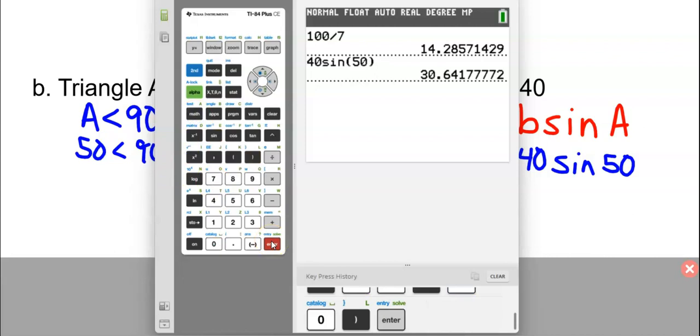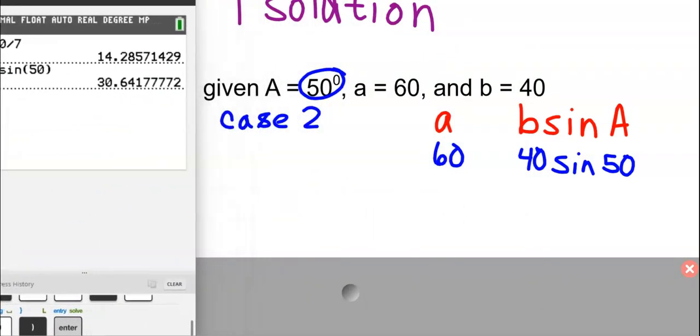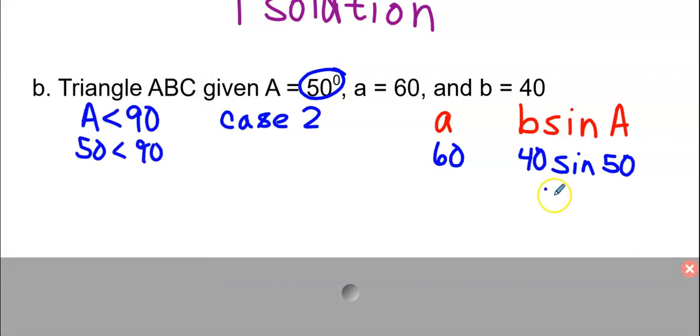All right, so we get a decimal. But if you look back at all the things they gave you, everything was whole numbers. The angle A, side A, and side B were all whole numbers. So we're going to write that answer as a whole number. So we're going to say 31. Sorry, guys, that looks bad. So 60, we know, is greater than 31.